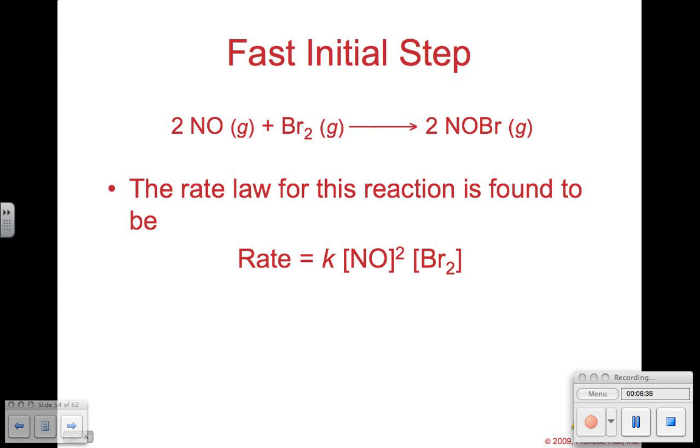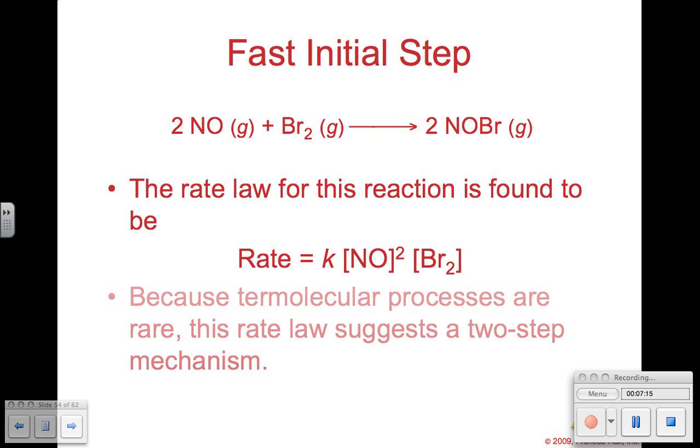All right. Now, that was when the first reaction of the mechanism is the slow reaction. But now the trickier one is when the slow reaction is the second in the order. So here we have a reaction where you have 2NO plus bromine gas produces 2NOBr gas. So we have a rate law here, and if you look at the rate law, it includes 2 nitrogen monoxides, but it also includes bromine gas.